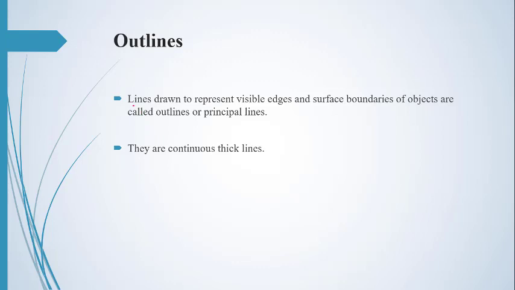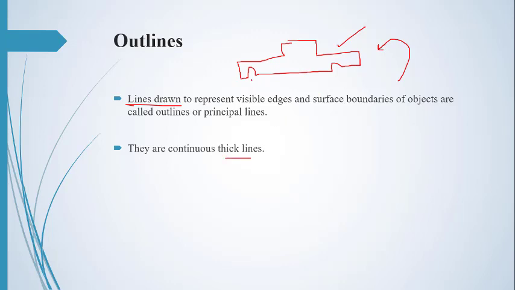In the statement, you can see that lines drawn to represent visible edges and surface boundaries of objects are called outlines or principal lines. Outlines are those lines which are drawn for the visible edges and surface boundaries of an object. For example, if we have an object like this, I will construct here a car. The lines which I have drawn here are the outlines. So these are the outlines. They are continuous thick lines.